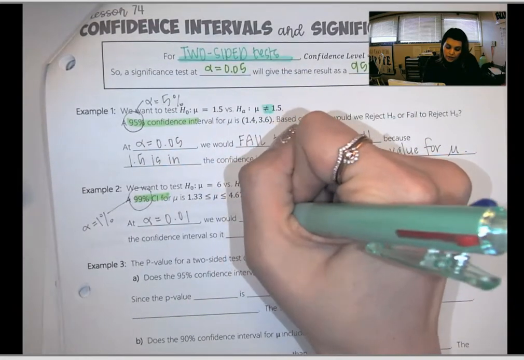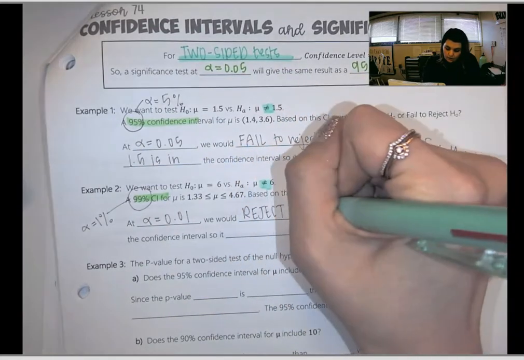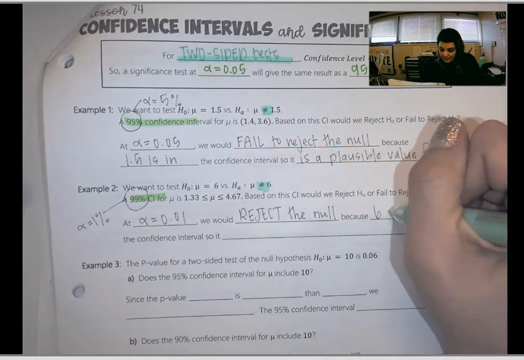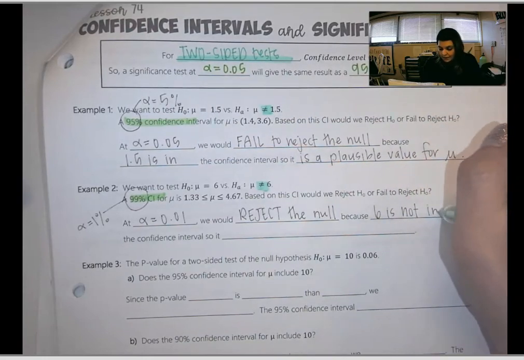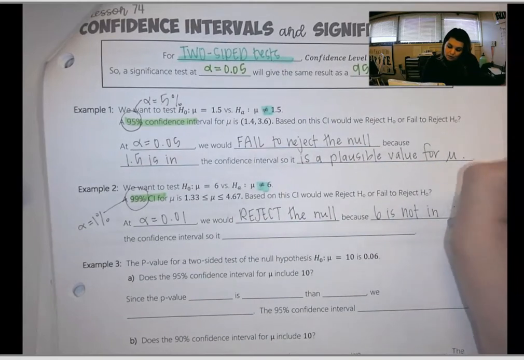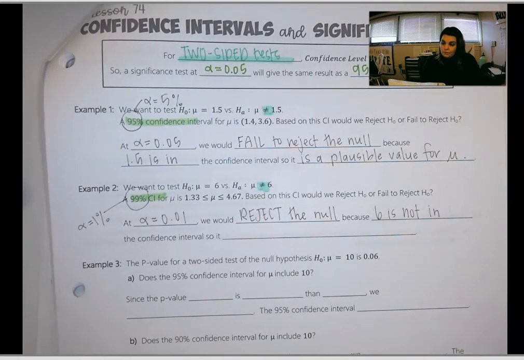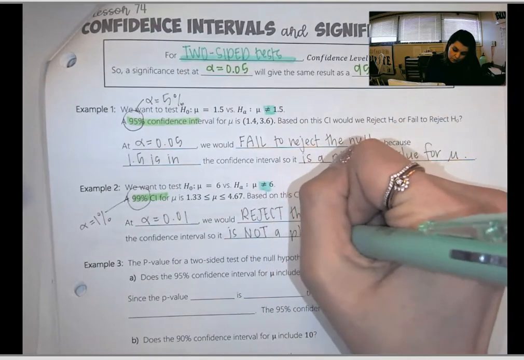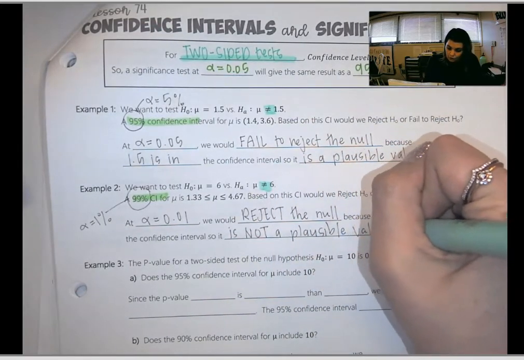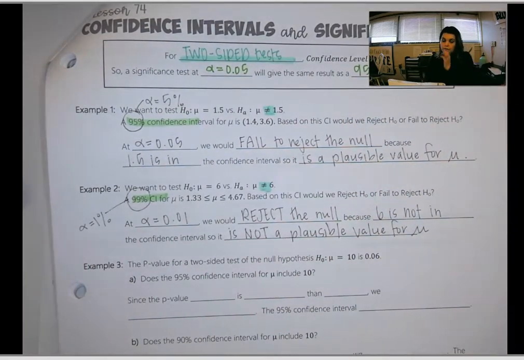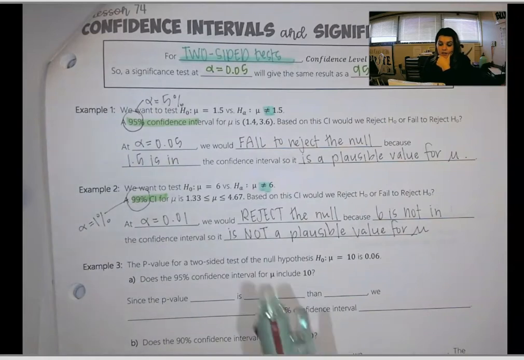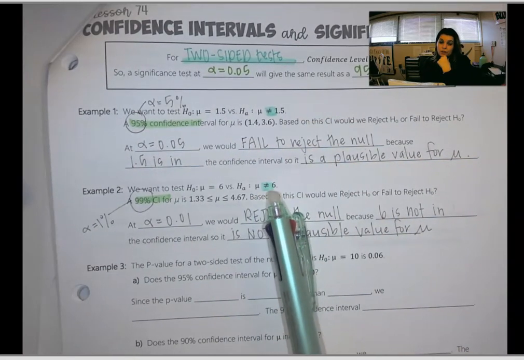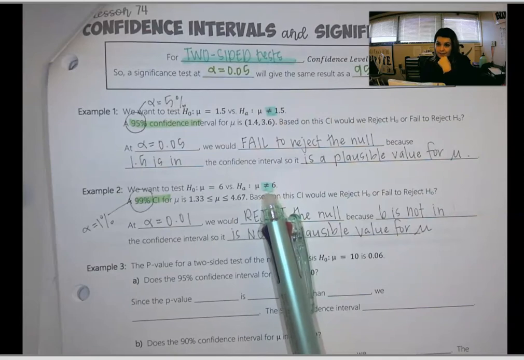We would reject the null. Why? Because 6 is not in the confidence interval. So it is not a plausible value for mu. This confidence interval tells us that 6 is not a plausible value, so we conclude the alternative. We conclude that our true mean is not 6.